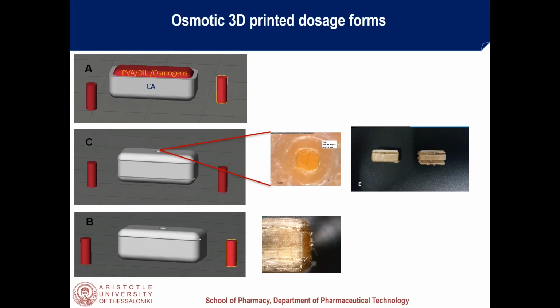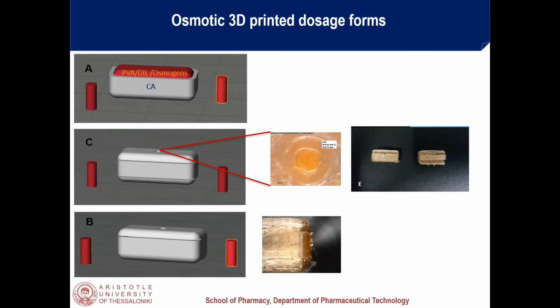So more or less we followed the same pattern, but with some modifications. We did 3 different types of solid dosage forms. One, of course, had the semi-permeable membrane from cellulose acetate. The core was PVA, with glimepiride also added as a model drug, and as osmogens we had sodium chloride and mannitol.